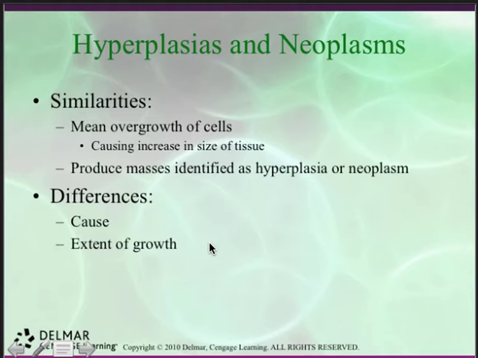What are the differences between hyperplasias and neoplasms? Well, both mean an overgrowth of cells causing an increase in tissue size, and they produce masses identified as hyperplasias or neoplasms, but the differences include the cause and the extent of the growth.